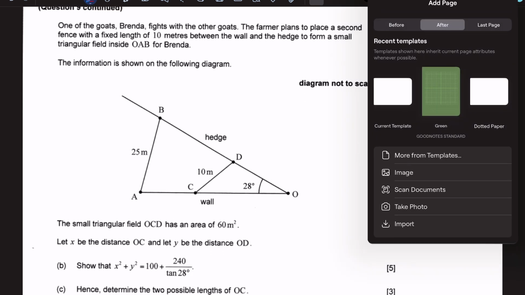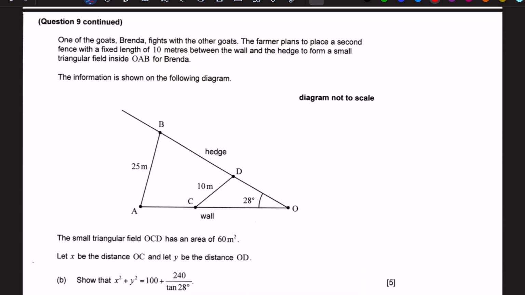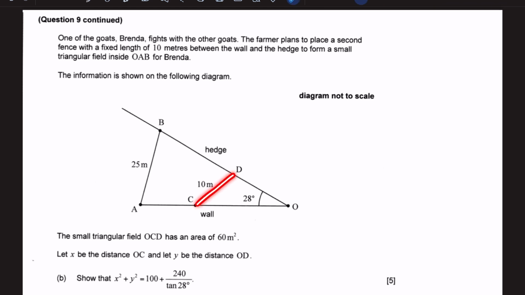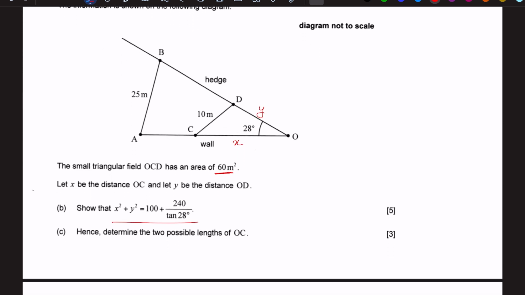Now this is the last part of this question. So now what happens is they have attached this CD. So there's a fence CD which has a length of 10 meters and this angle is 28 degrees. Now they are saying that OC is x, so this thing is x and OD is y. And they are saying that this triangle OCD has an area of 60. So we have to prove this statement first for part B.